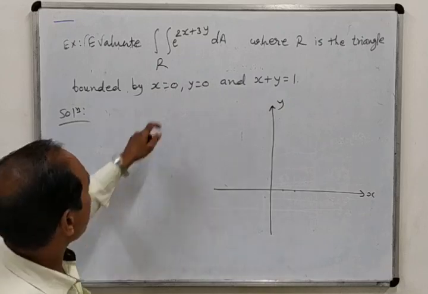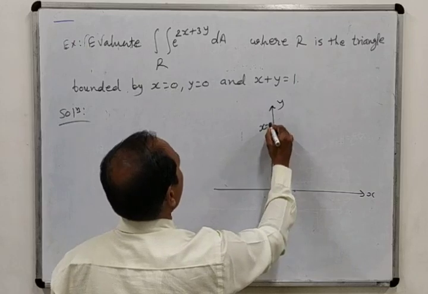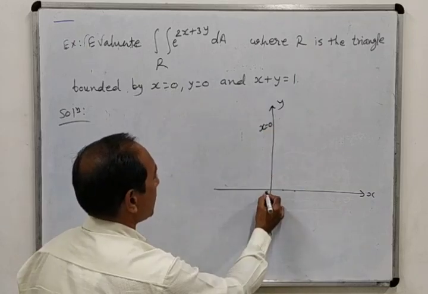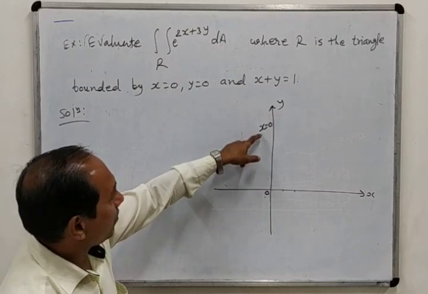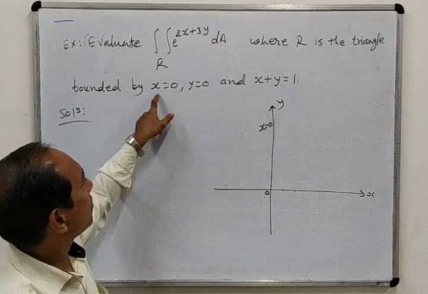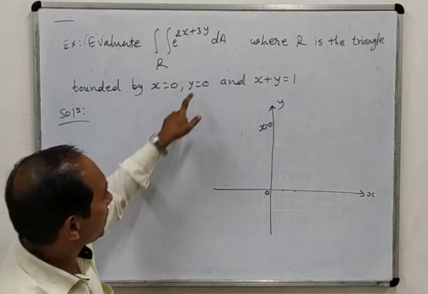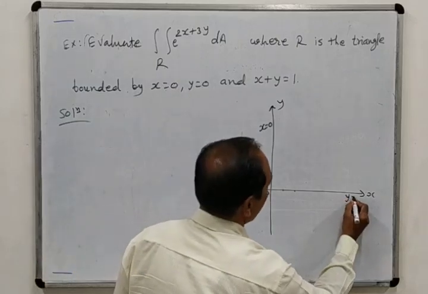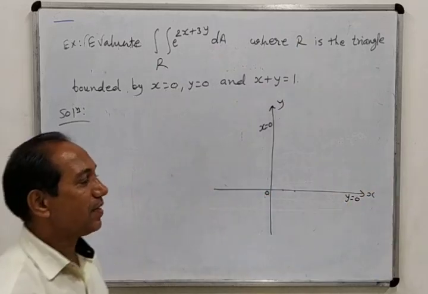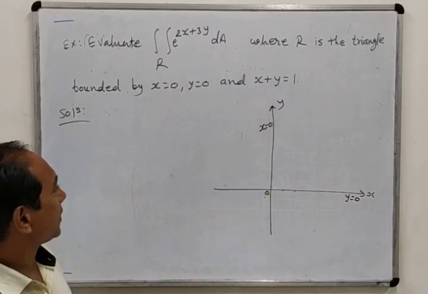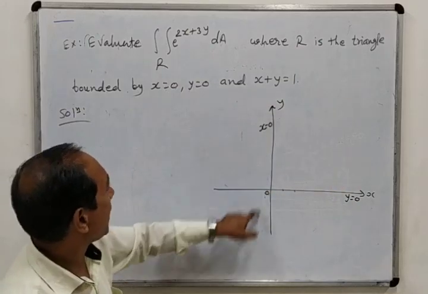Okay. So here x equal to 0 is given. X equal to 0 is nothing but the y-axis. You must be knowing, because this is the origin. So x equal to 0 means y can be assumed any value. So this is the y-axis. Y equal to 0 means the x-axis, because here y equal to 0 and we can assume any value of x. So these two are the boundaries, the x-axis and y-axis.